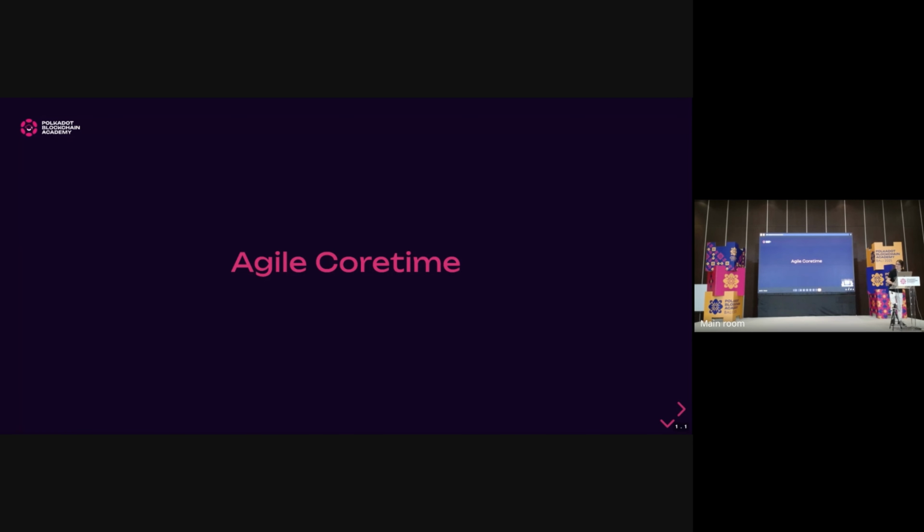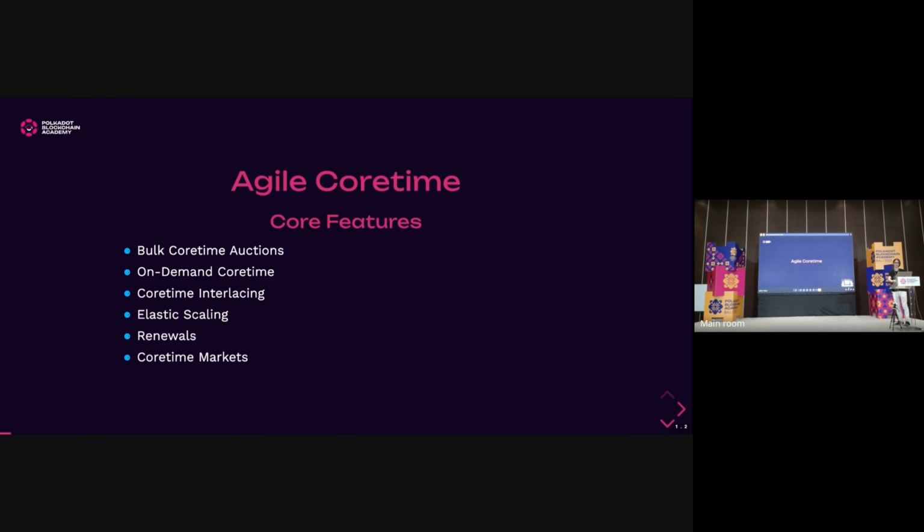Agile Coretime. Who here thinks they understand what Agile Coretime is, or has heard about it? Any familiarity with the topic? Raise your hand. Actually raise it, not a tiny bit, I want to see hands, thank you. Okay, good. Let's look into it then. So, Agile Coretime is a collection of features.